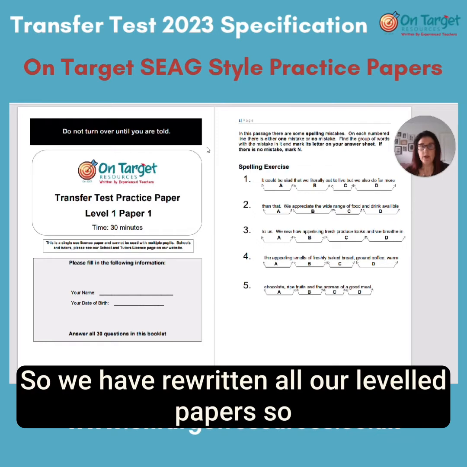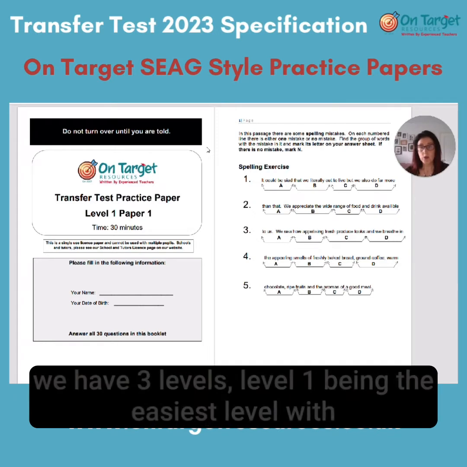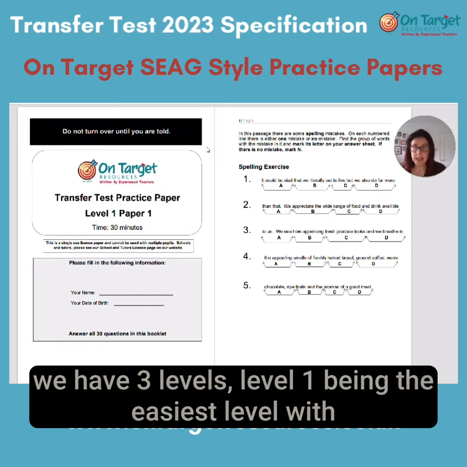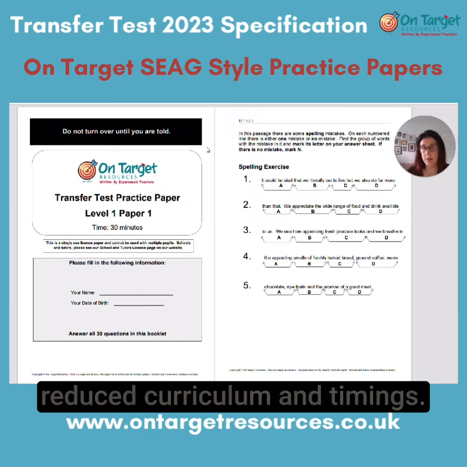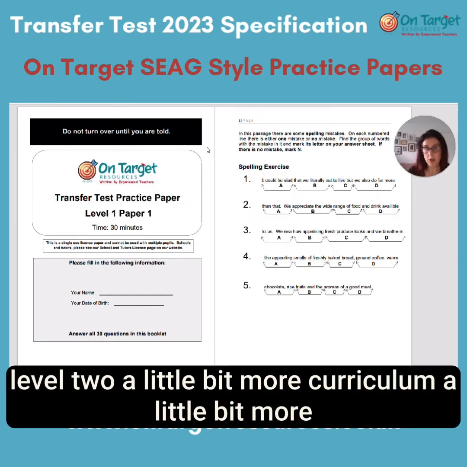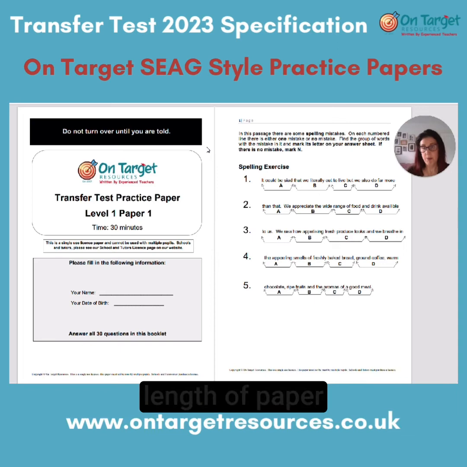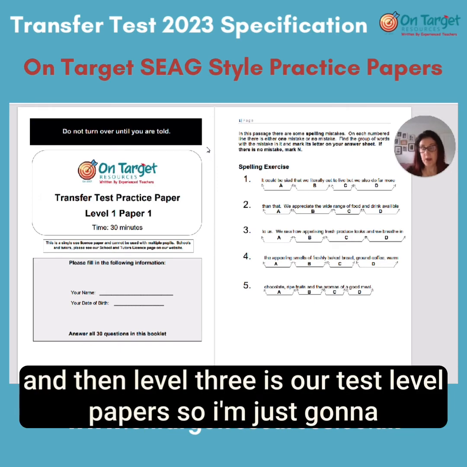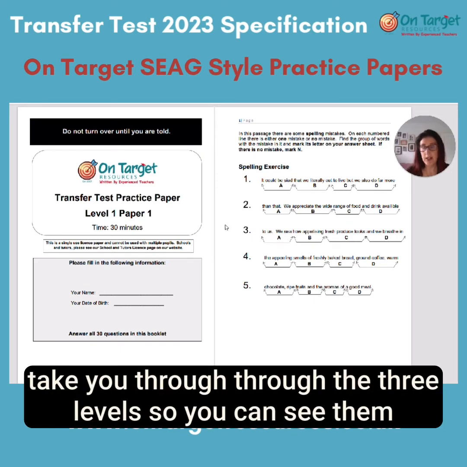So we have rewritten all our levelled papers. We have 3 levels, level 1 being the easiest level with reduced curriculum and timings. Then level 2, a little bit more curriculum, a little bit more length of paper. And then level 3 is our test level papers. So I'm just going to take you through the 3 levels so you can see them.